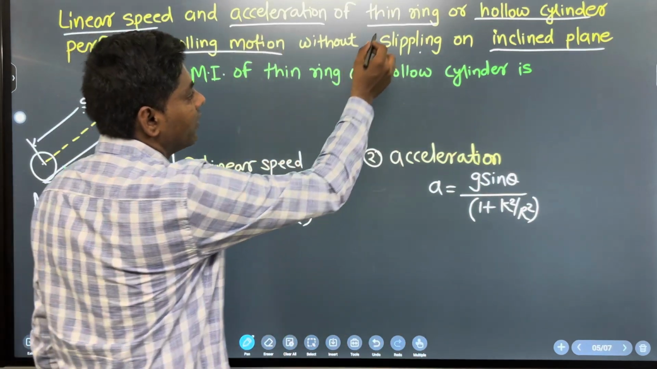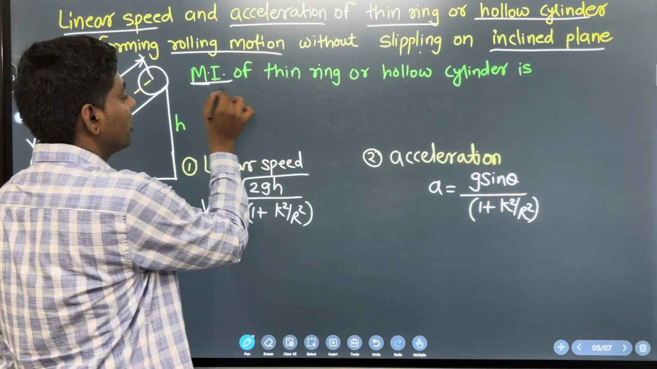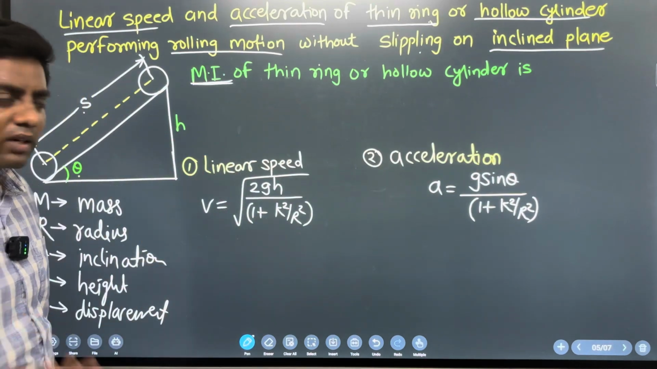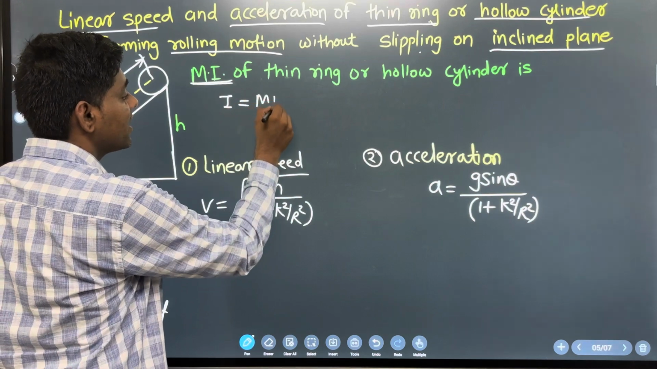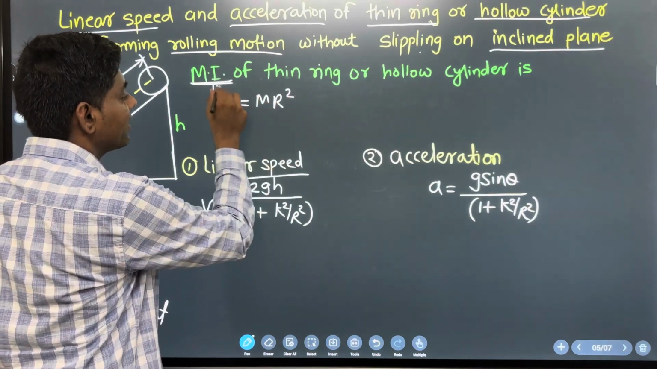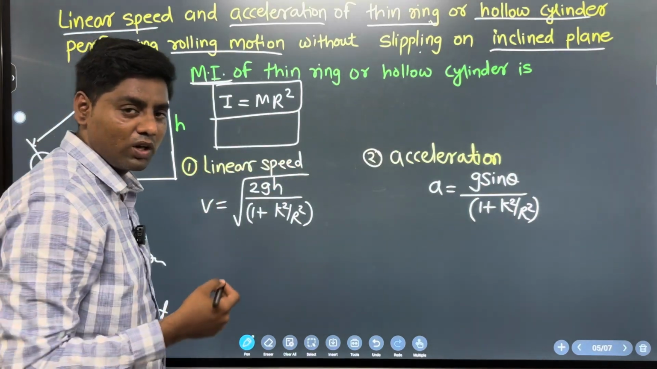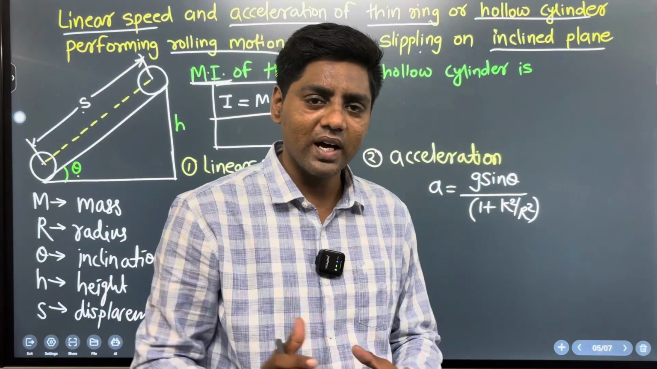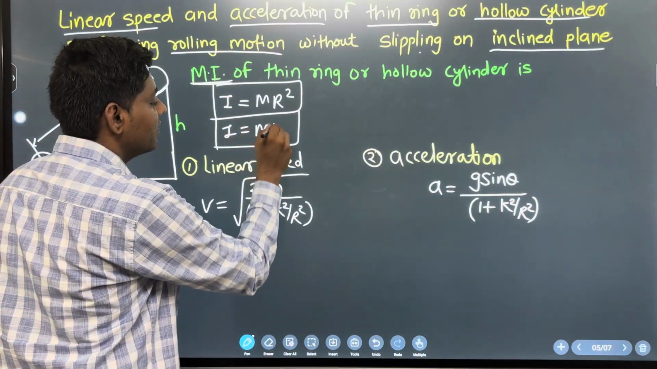Most important is that you must know the moment of inertia of the given shape. Which shape do we have to study? A thin ring or hollow cylinder. What is its moment of inertia? Remember, it is a very important formula: I equal to m r square. We have to compare it with the standard formula of moment of inertia in terms of radius of gyration. Tell me quickly, the formula is I equal to m k square.